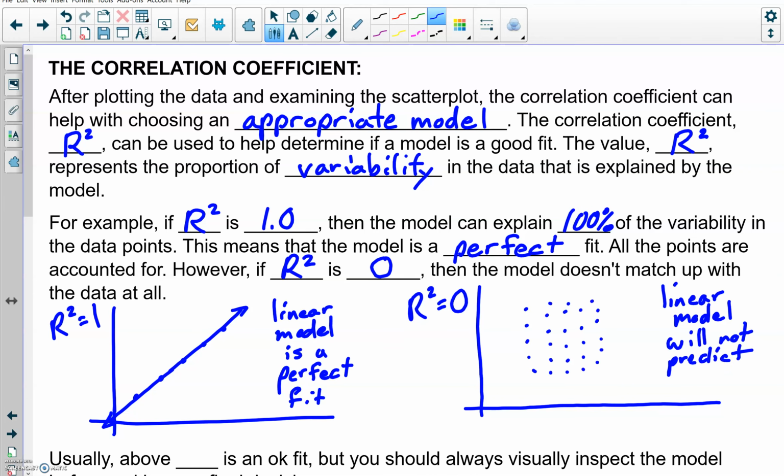And it is hard to get a 0 out of this. You'll try and fit it in, you might get a really low number, but theoretically, if it's a 0, it's not going to predict the data variability at all. It's not going to work at all.